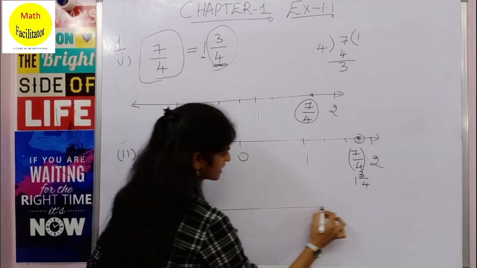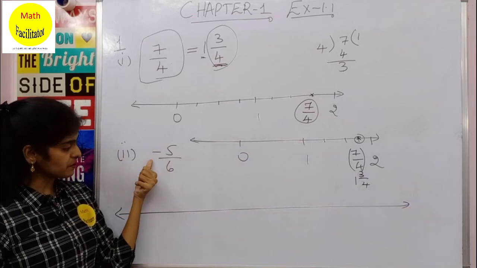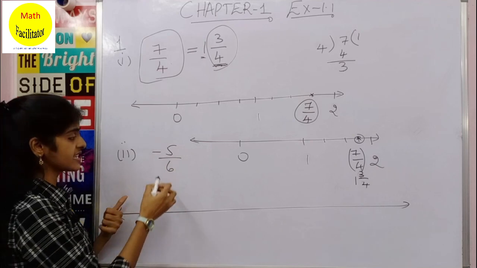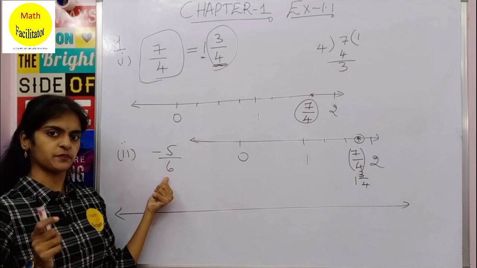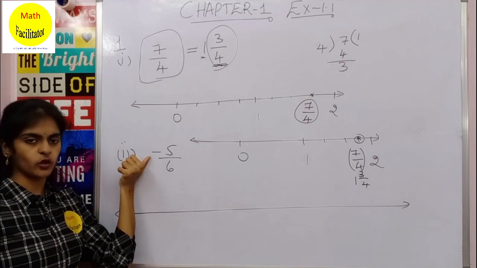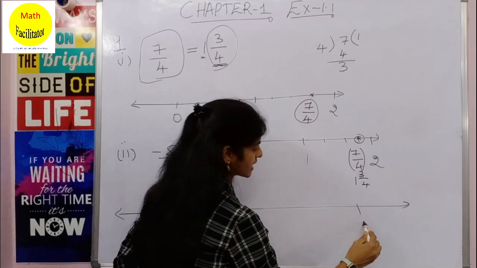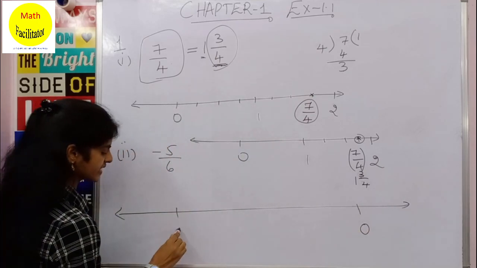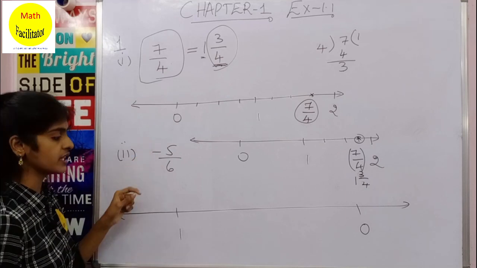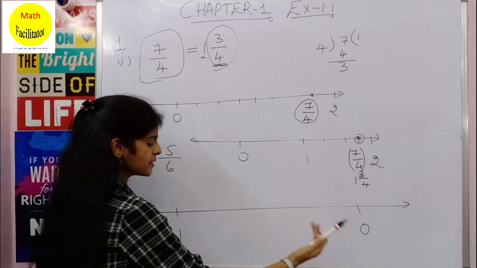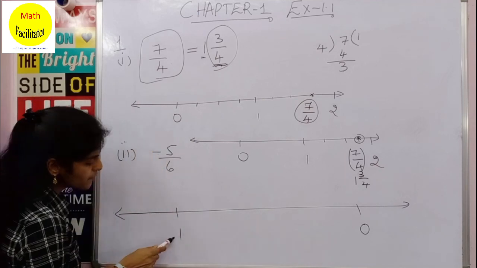Clear? So second one, let us do it very quickly. Let us draw the number line. Here you can see you have minus 5 upon 6, which is a proper fraction. The numerator is less than the denominator. And you have a negative sign, which means you have to go to the left of the number line. So let us mark 0 here and take this as 1. Since it is a proper fraction, I already told you that a proper fraction always lies between 0 and 1. In this case it is negative, so it lies between 0 and minus 1.